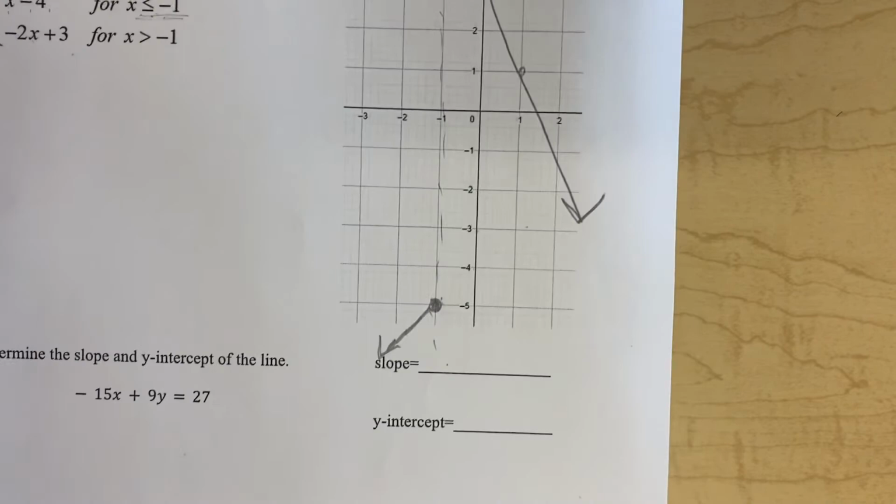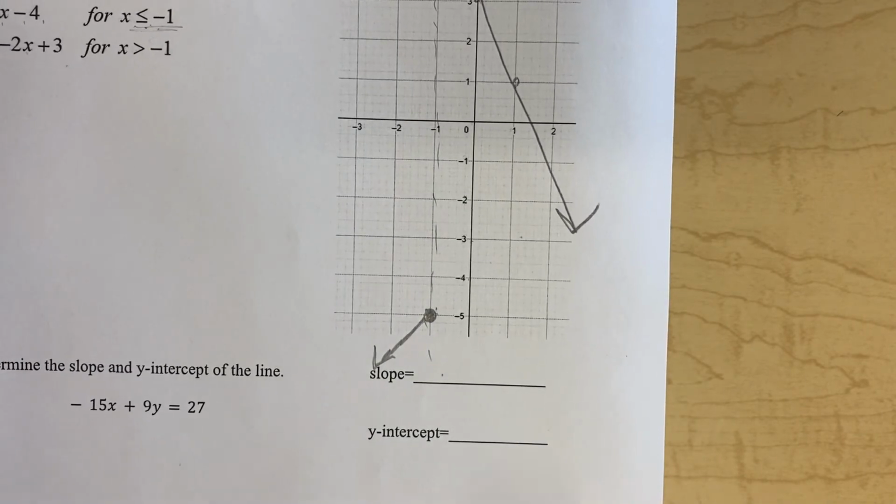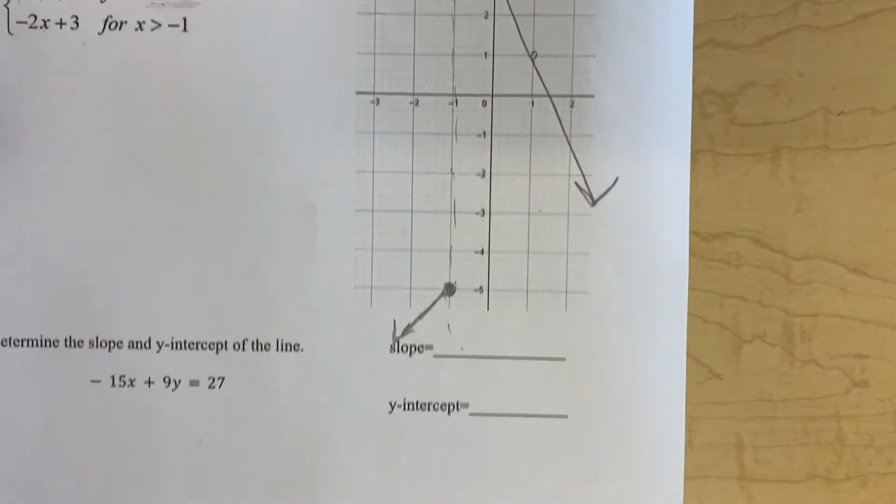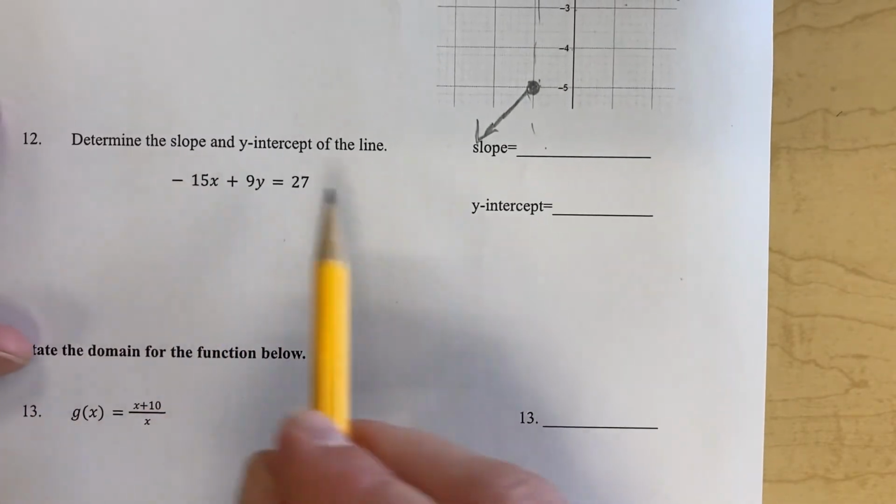And that's what that piecewise function looks like. One thing for -1 there, one thing for +1 there. Number 12 wants us to find the slope y-intercept.